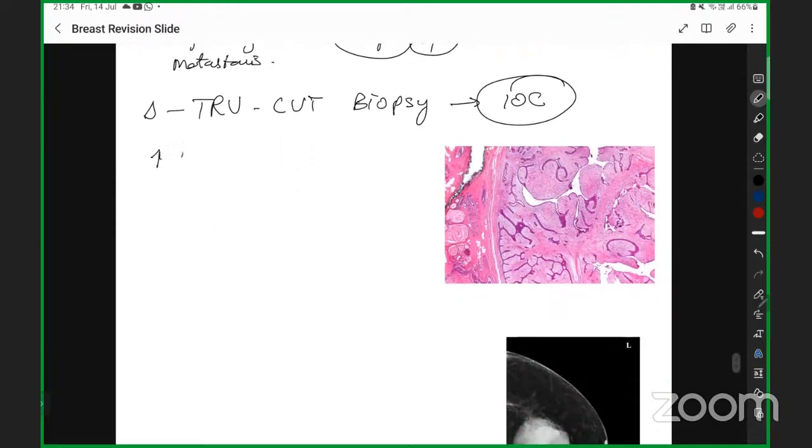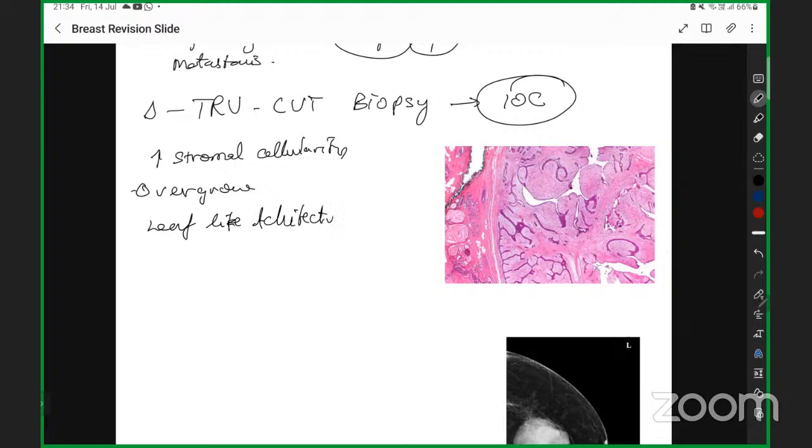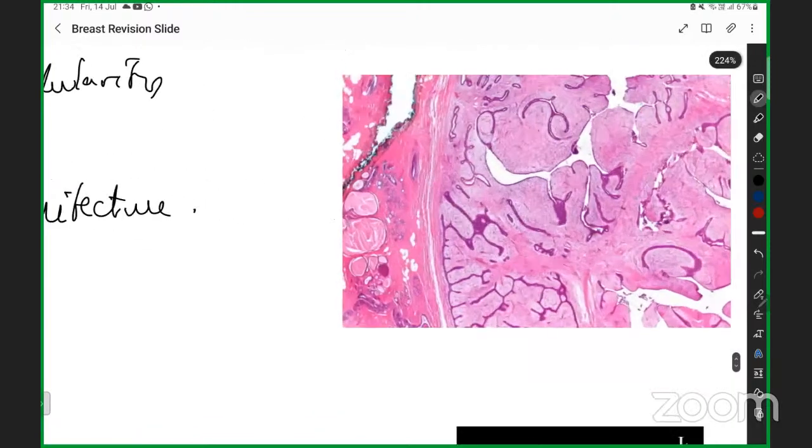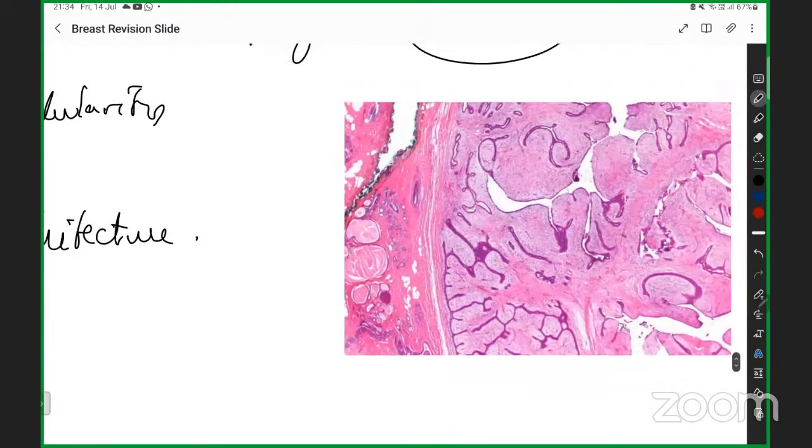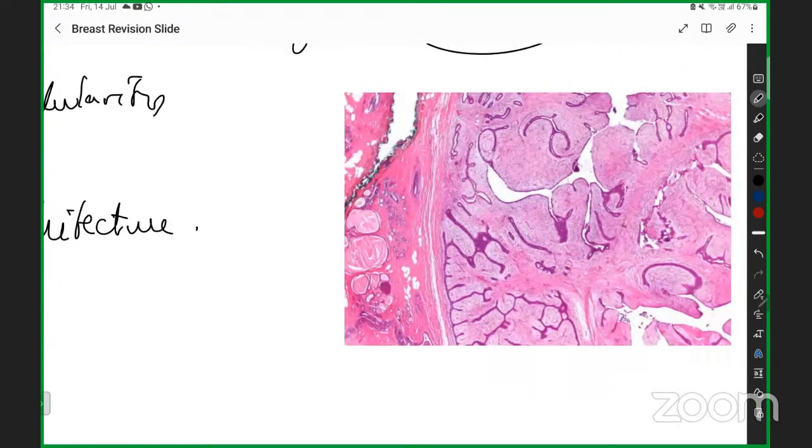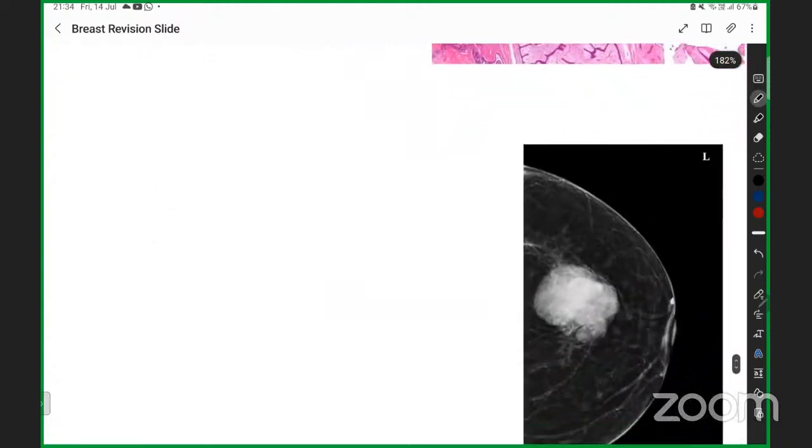In the true cut biopsy, you are going to see increased stromal cellularity. Number one, if you see overgrowth, and a typical leaf-like architecture, then this is going to be your malignant phylloid tumor. See here, a leaf-like output you can see, right? This is going to be your phylloid tumor.